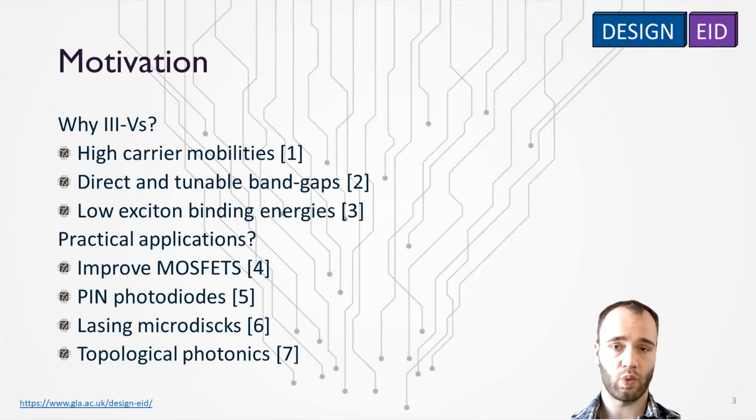In the Design EAD project, we're working with III-V materials. And the reason we're doing this is because III-V has a number of interesting and unique properties, such as high carrier mobilities, direct and tunable band gaps in the entire optical spectrum, and low exciton binding energies. These properties can be used for stuff such as improving current MOSFETs and CMOS, to improve pin photodiodes, or even to enable entirely new optical devices, such as lasing microdiscs or topological photonics.